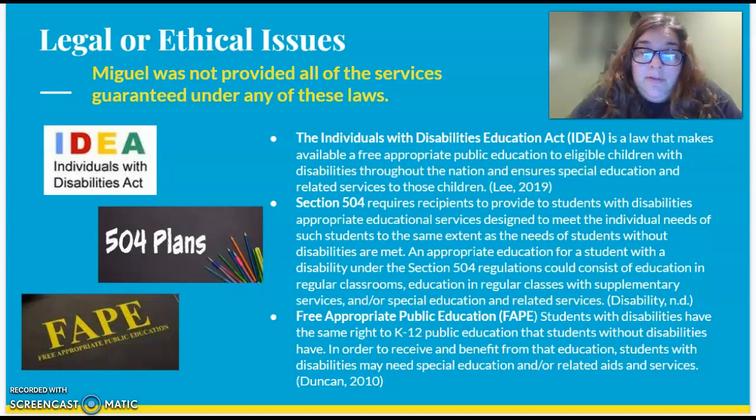He could have done a 504 plan, which requires the recipients to provide a student with disabilities appropriate education designed to meet the individual needs of each student to the same extent as students without disabilities. An appropriate education for a student with a disability under Section 504 consists of education in the regular classroom, education in the regular classroom with supplementary services, and/or special education and related services.